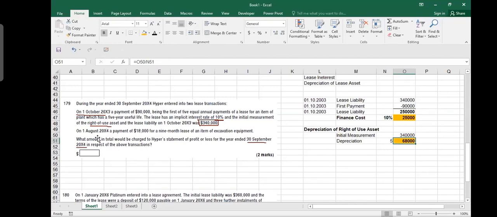And then this is about the first asset. The second asset, it says on 1st August 2004, a payment of 18,000 for a 9-month lease. Now that is called a short period lease, a lease which is less than 1 year. The total value is 18,000. I would call it a short-term lease. And the value of the short-term lease is 18,000 total, but this is over 9 months. But when did you get it? That's very important. You got it on 1st August.